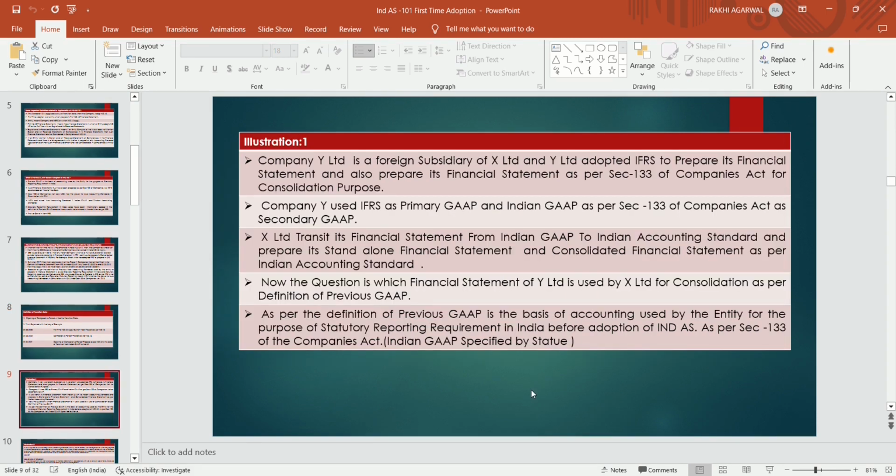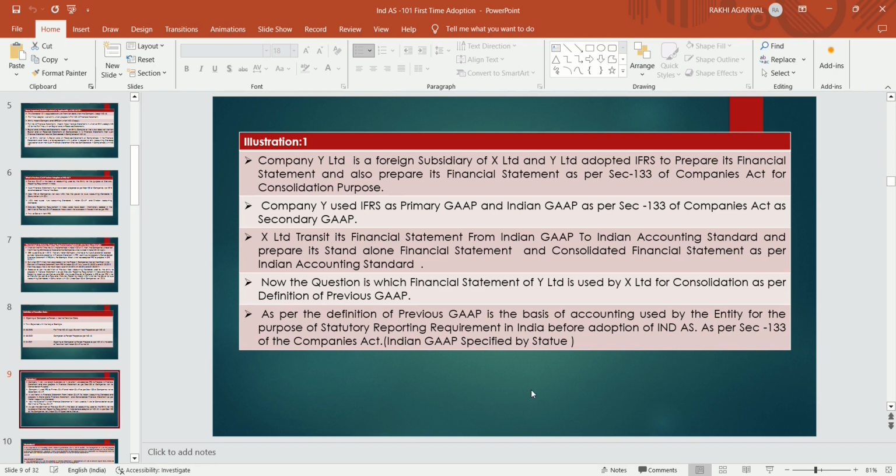Now illustration 1: Company Y Limited is a foreign subsidiary of X Limited. X Limited is an Indian company and Y Limited is its foreign subsidiary. Y Limited adopted IFRS to prepare its financial statements, because it is a foreign company. Y Limited is required to present its financials to X Limited, so it also prepares its financials as per section 133 of the Companies Act, that is, as per Indian GAAP, for consolidation purposes.